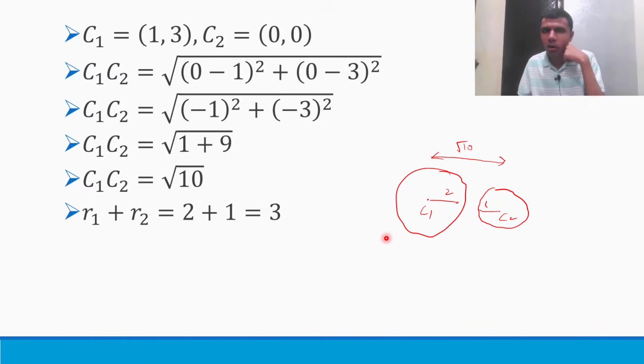Now, how many tangents are possible, guys, whenever circles don't touch each other? There are 4 tangents possible. Oh my god, why 4 tangents? Now I need to find out the equation of all 4 tangents. I know you might be thinking like that, but yeah, that's what we have to do.